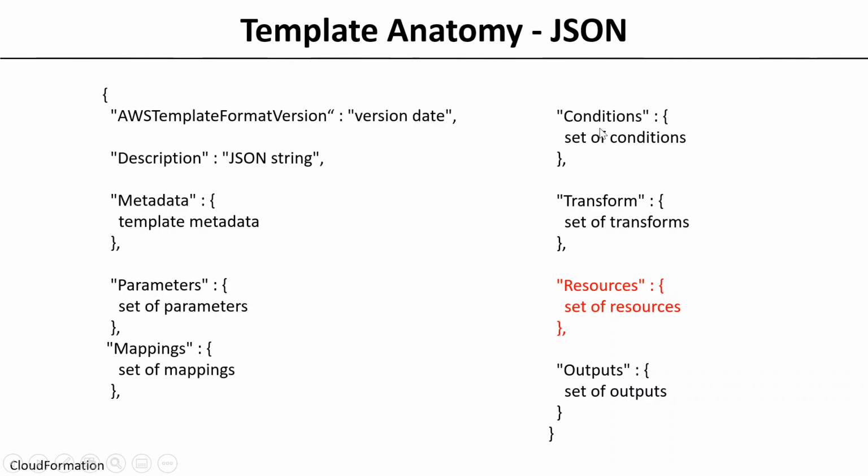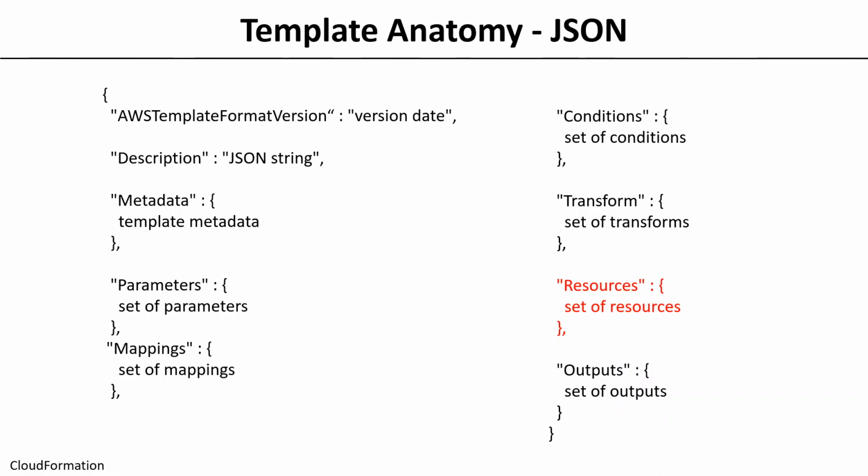Then we have a transform section. This transform is used especially with serverless applications such as Lambda, wherein you specify the SAM version that will be used in the transform.